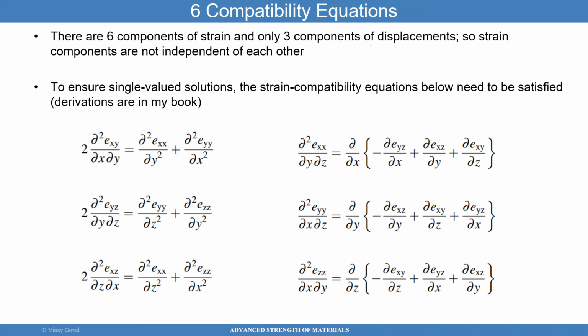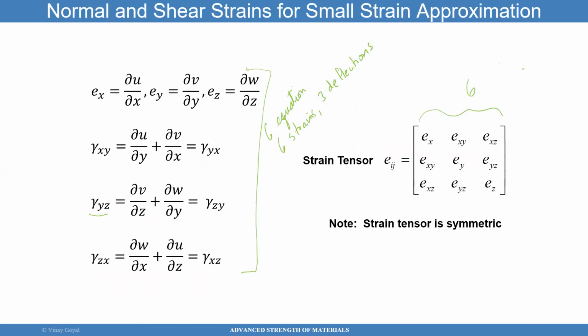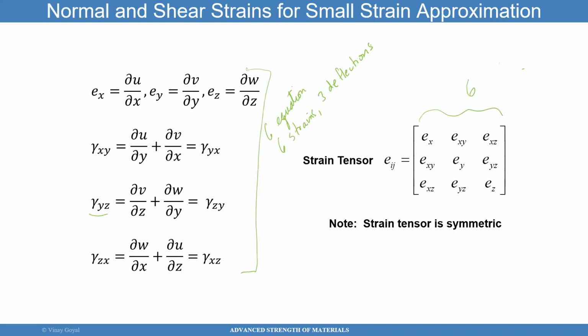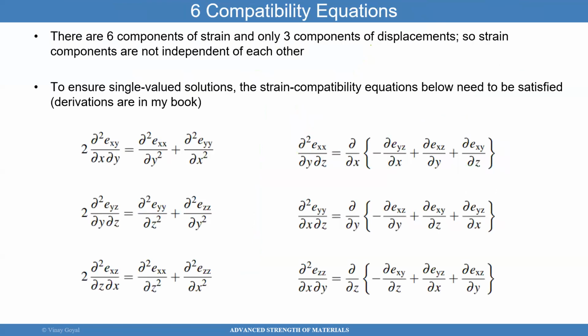But it turns out that these 6 components of strains, or this 6 strain deflection relationship, satisfy something called the compatibility equations. And they do satisfy them to ensure single value solutions exist. Because if I have 6 equations and I have 3 deflections, I have more equations than unknowns. And so as a consequence, I need something that ensures compatibility. And so these equations do that, and it can be shown automatically that they're satisfied.